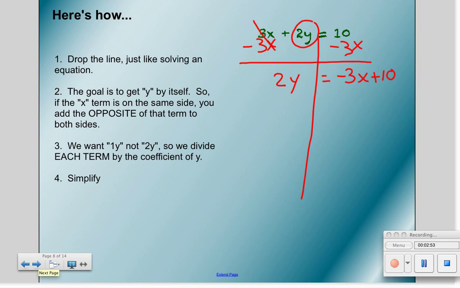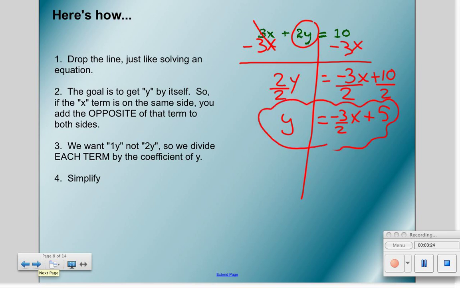Now the y isn't totally by itself, so I need to divide by 2, just like I would in an equation. The thing is, I need to divide everything by 2. So 2 divided by 2 is 1. That gives me 1y. Now here, negative 3 divided by 2, leave it negative 3 halves. Plus 10 divided by 2, since that turns out to be 5, I'm going to leave that as 5. And there is my equation, just rearranged so that it is in y equals form. Okay?